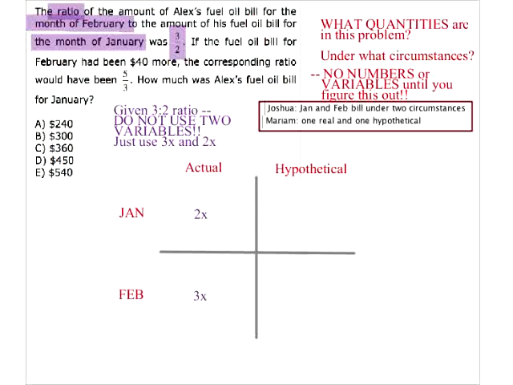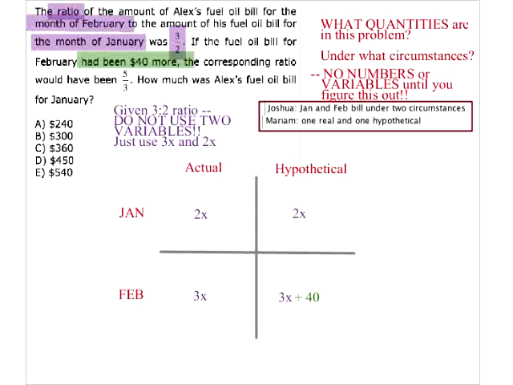If the fuel oil bill for February had been $40 more, so hypothetically $40 more than that, that means we're taking a 3x and we're saying it's hypothetically $40 more than that. And then there's no change in the January bill. You're not hypothesizing any change in the bill for January. So the bill for January is still 2x.